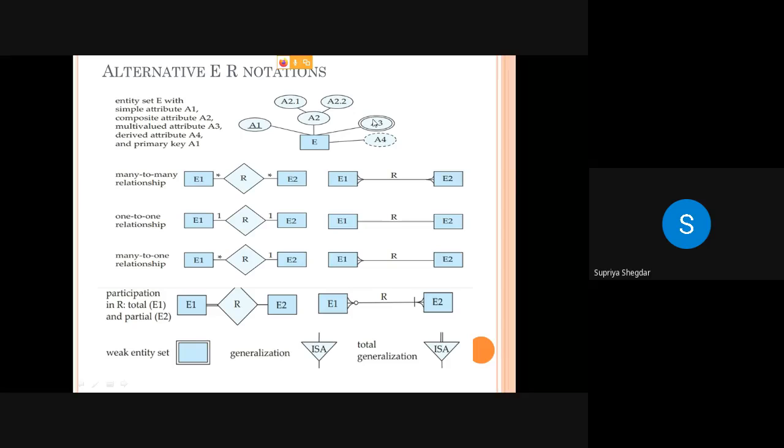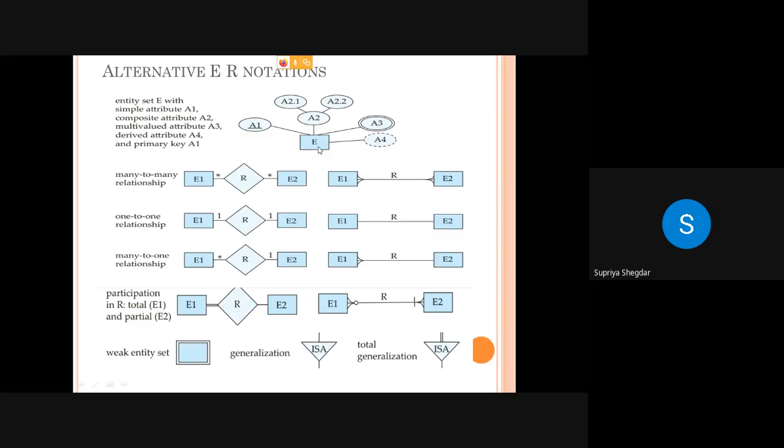Okay, a simple attribute is represented by a single ellipse, and a multi-valued attribute is represented by a double ellipse. And here A4 is my derived attribute. This derived attribute is represented by a dashed ellipse. So like this way also we can draw our ER diagram.